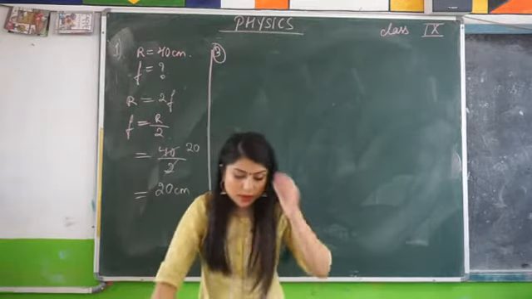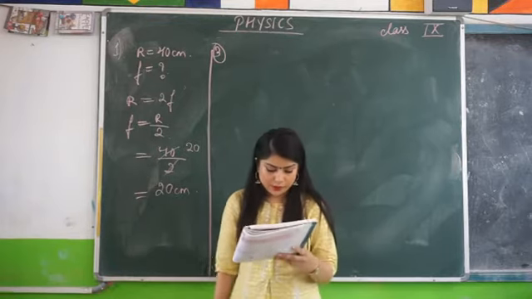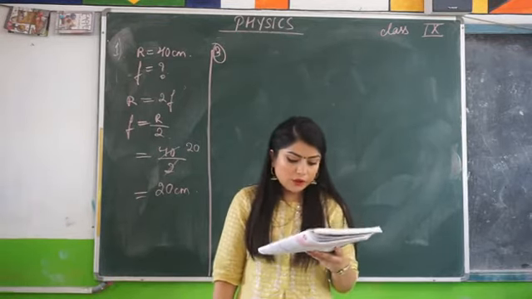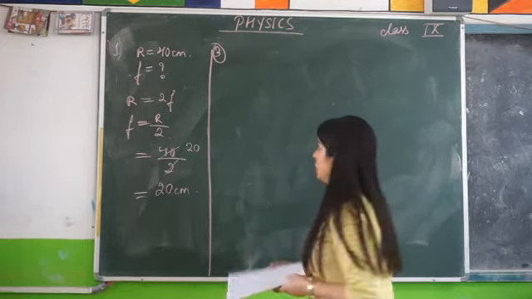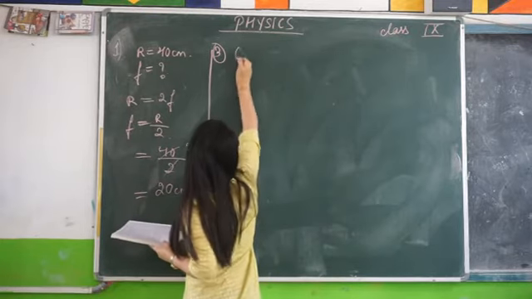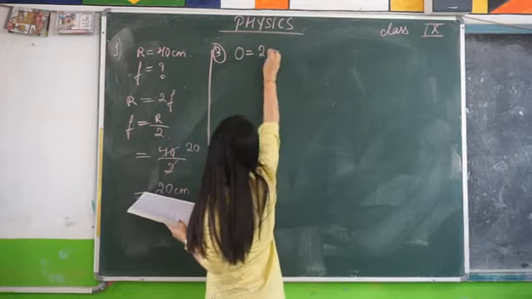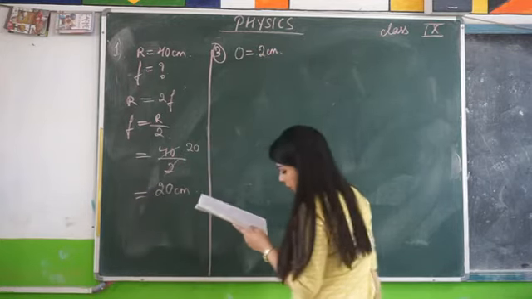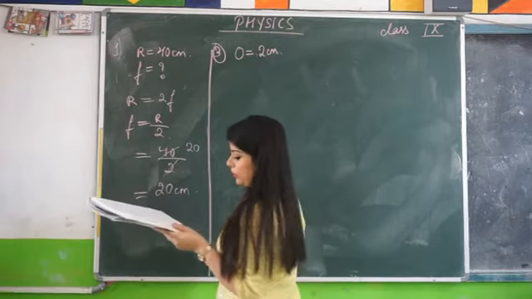Question number 3. Now this is quite a long question, so we'll use 2 different formulas for this. The question is, an object of height 2 cm is placed at a distance of 20 cm. Now, height of the object is given, we can denote it by O, capital O. It is 2 cm.